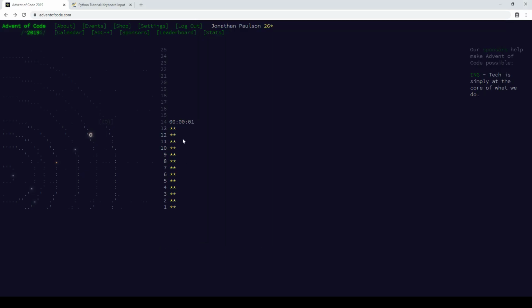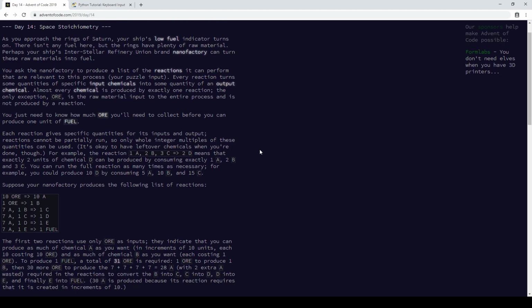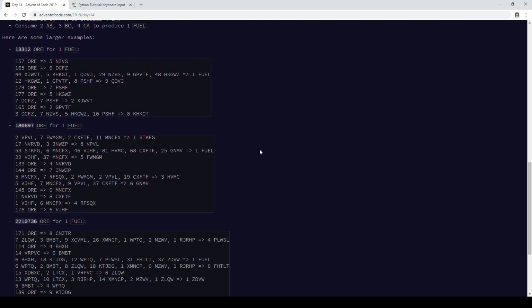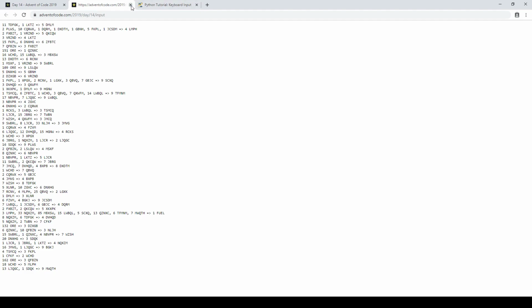Advent of Code 2019, day 14, about to start. What do we got? Space stoichiometry. Okay, we got chemical reactions, ore, how much ore to produce fuel. Okay. Seems fine.